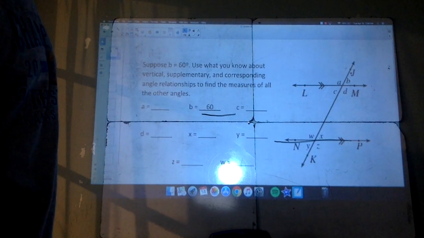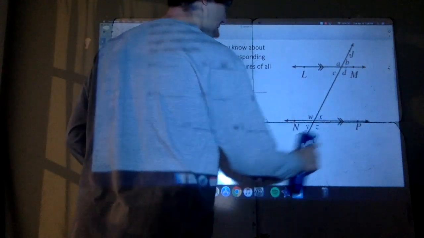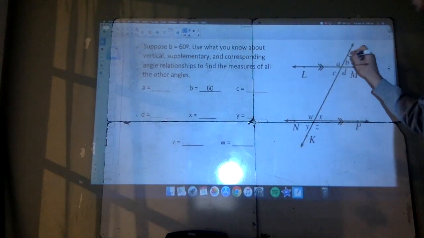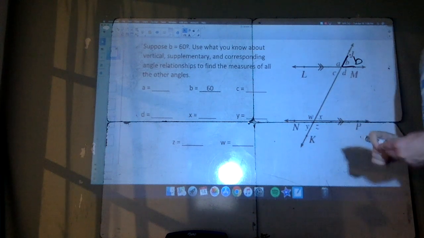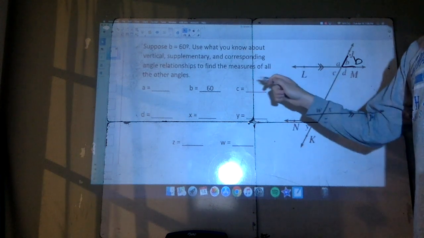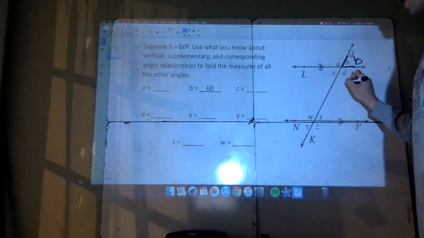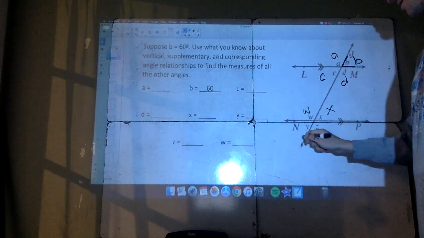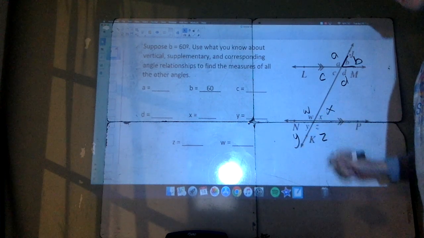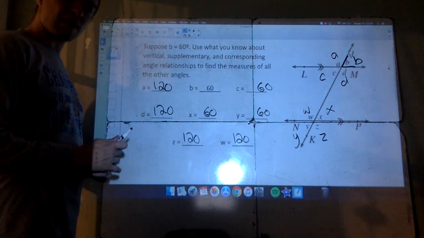So we're going to pretend, let's say angle B is 60 degrees. So angle B is up here. This angle is 60 degrees. What is the measurement of A, C, D, X, Y, Z, and W? So pause the video and see if you can find out the measurement of all these other angles. Unpause when you're ready.